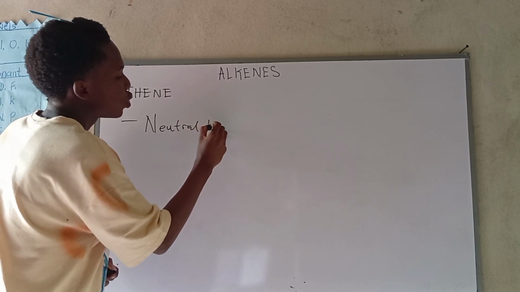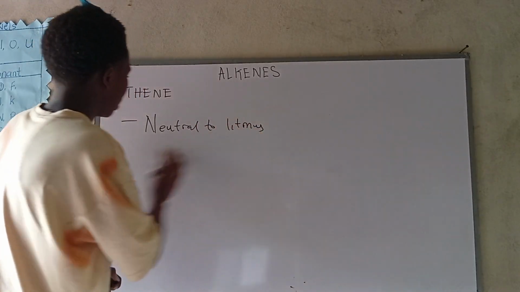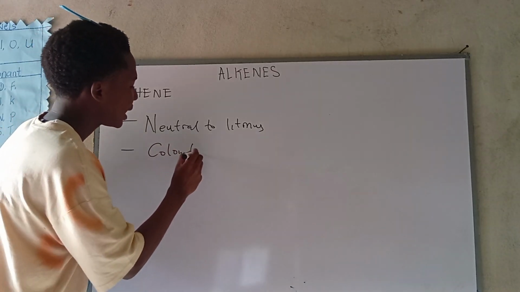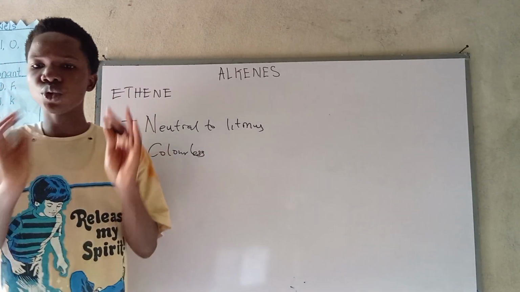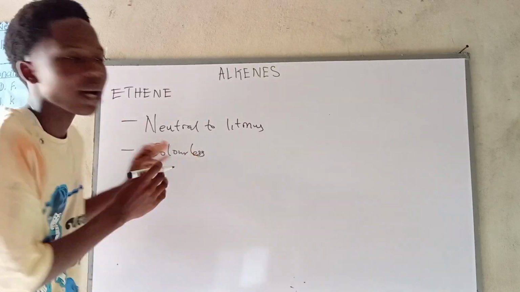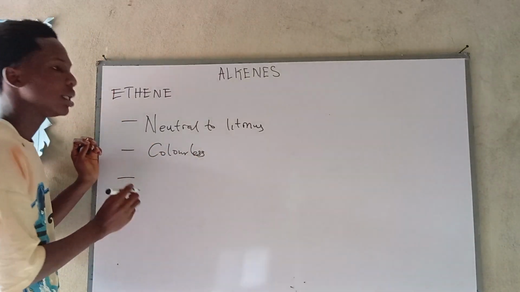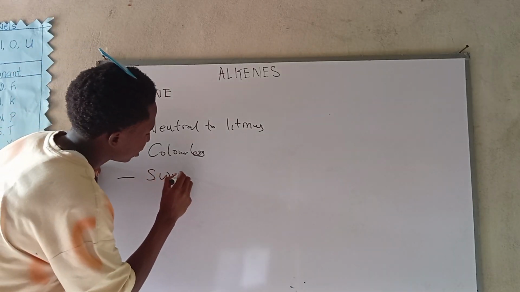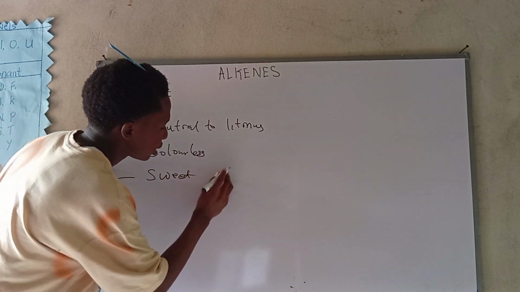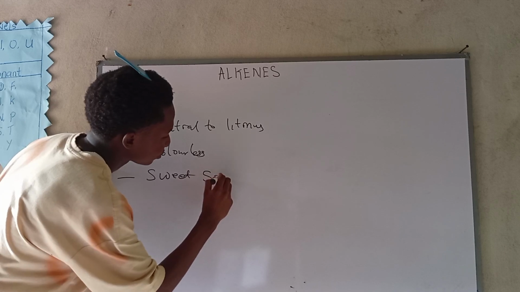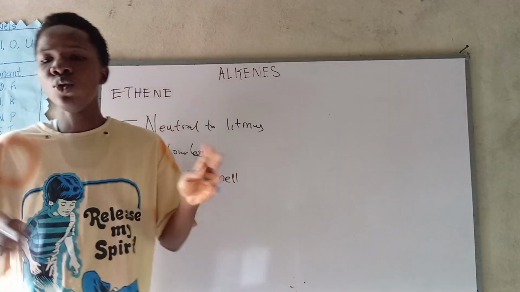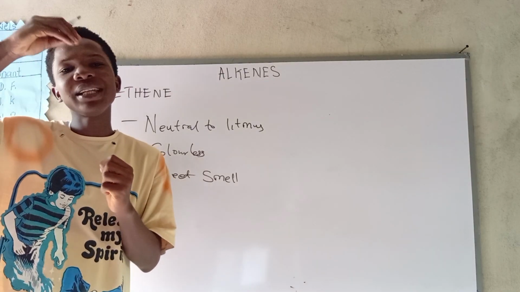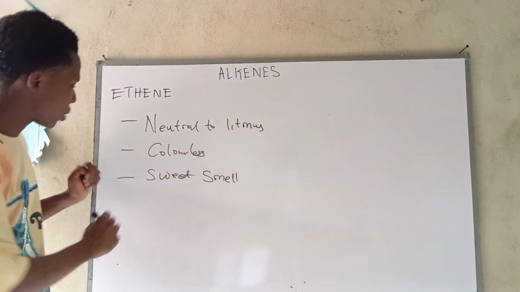First of all, I want you to know that this compound is neutral to litmus. Secondly, it is colorless. Also, what else do we have to note about ethene? It has a sweet smell. These are characteristics of ethene. Now, it is also used to hasten the ripening of fruit. So we can also write it here.